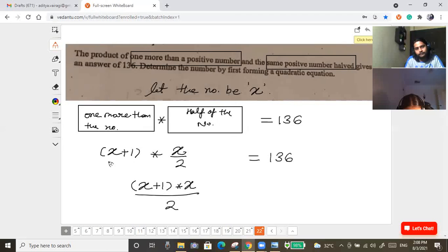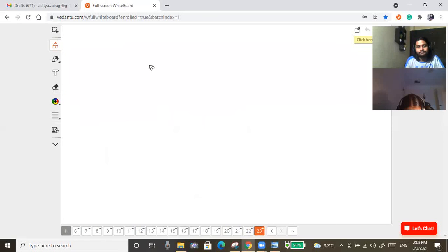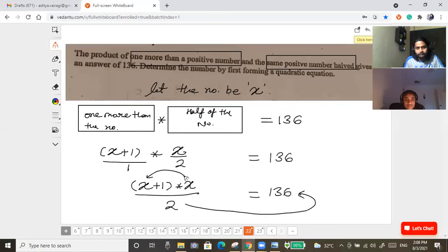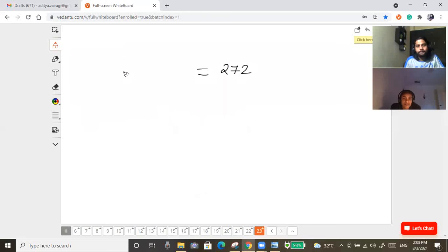We can write it in this way because this is kind of 1 here. So 1 times 2 is 2. Now this 2 goes to the other side in multiplication, so it becomes 136 times 2, which is 272. And here it gets multiplied to both the terms, so x squared plus x.